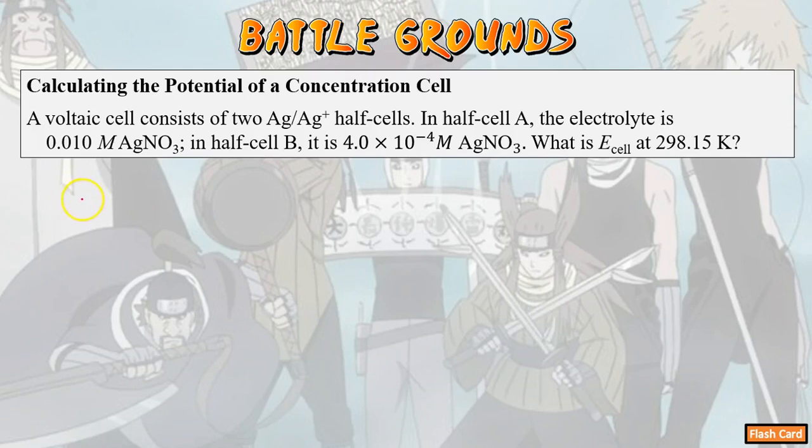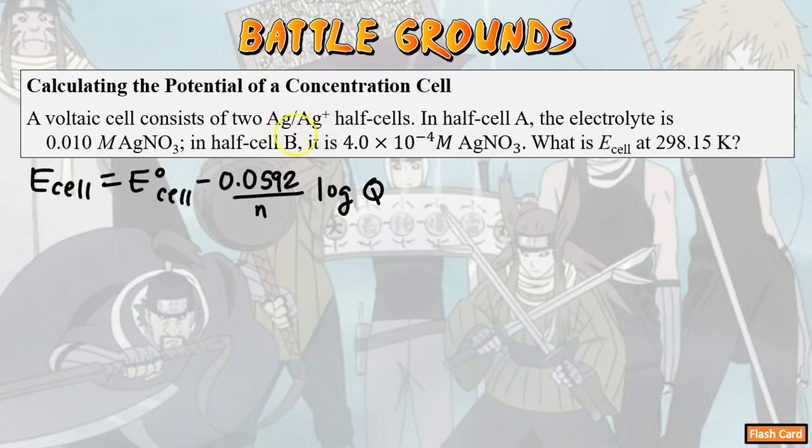We must fight to defeat the 7 swordsmen of the concentration cell village by answering this question. They want us to calculate the potential of a concentration cell. It says a voltaic cell consists of 2 silver plus half cells. In half cell A, the electrolyte is 0.010 molar AgNO3. In half cell B, it is 4.0 times 10 to the negative 4 molar AgNO3. What is the non-standard cell potential at 298.15 Kelvin?